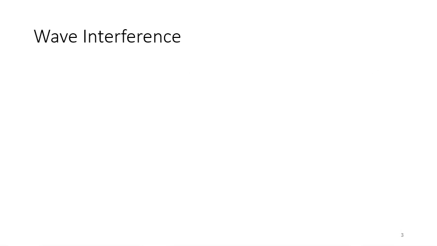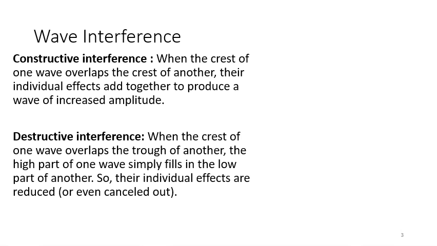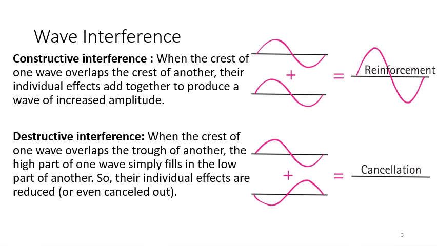Mainly, we're going to consider two types of wave interference. The first one is constructive interference, and the second one is destructive interference. For constructive interference, if you consider these two waves here, the first one is a wave like this, and the second wave is like this. Both of these waves have similar frequency, and the crest of the first one and the crest of the second one overlap each other.